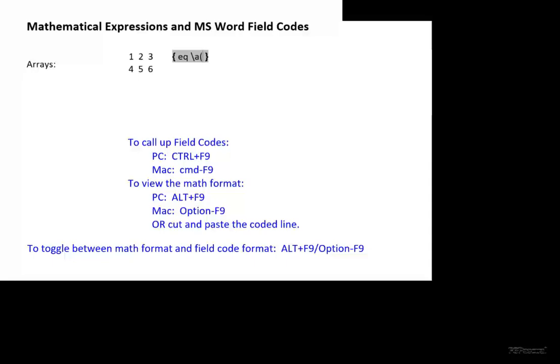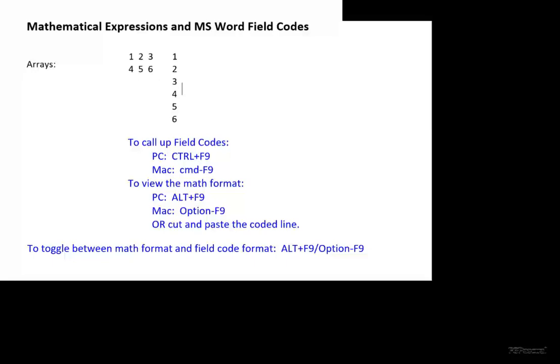That is, if we type an opening parenthesis and the entries 1, 2, 3, 4, 5, 6 all separated by commas. Then a closing parenthesis, cut and paste, and we have our column array. Without any other specifications within the array field code, the default is an array with a single column.